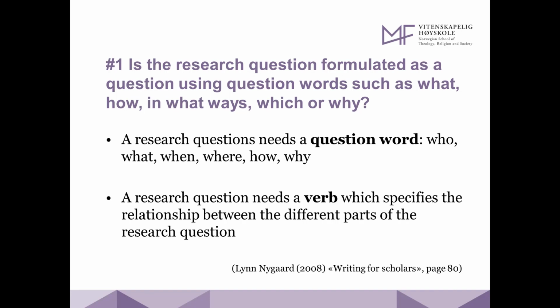So try to formulate your research question as a question with a question word and a verb which specifies the relationship between the different parts of the research question. So for instance, human rights, peace building, migration and identity, religion, these are not research questions, these are topics, and they're also quite broad topics. There's no question word or verb in these topics. An example of a research question, and you'll find more when you start reading the master thesis, is how do Norwegian faith-based organizations interpret their faith-based identity? So there's a question word, how.